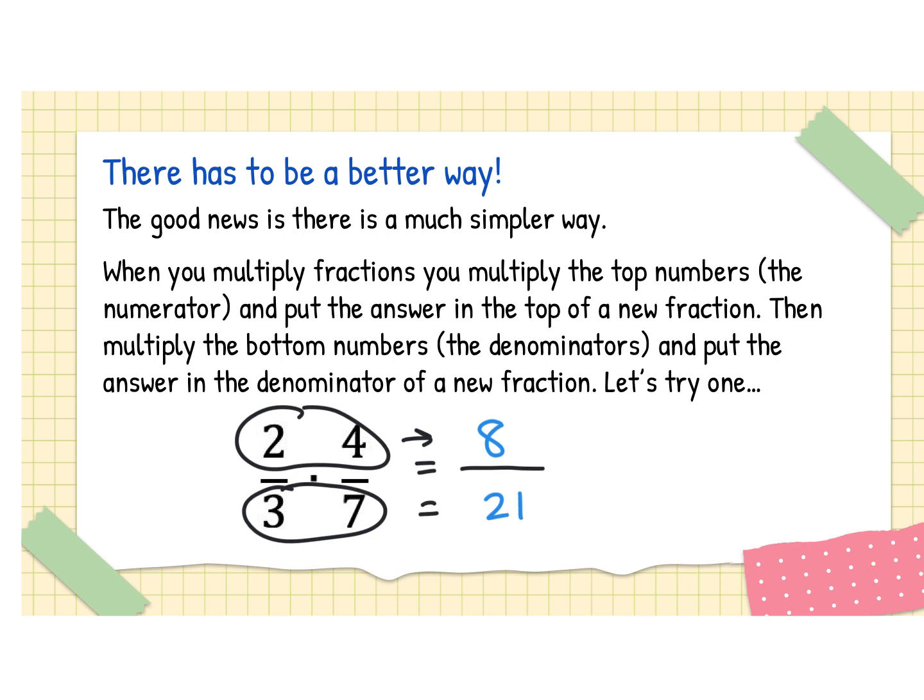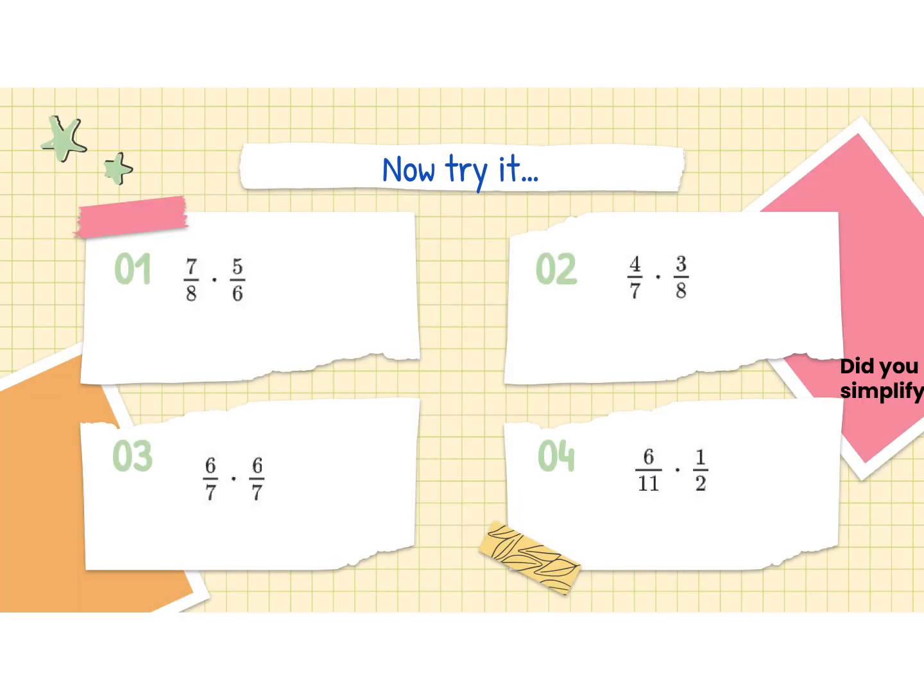All right, let's try another one. There are 4 fractions here, so I want you to go ahead and work on each of the individual problems. I'm going to do them right now. Don't forget, you should try to simplify the fractions if possible. So for the first one, we multiply 7 times 5, and that's going to get us 35 on the top. And on the bottom, it's 8 times 6, which is 48. Can't be simplified any further.